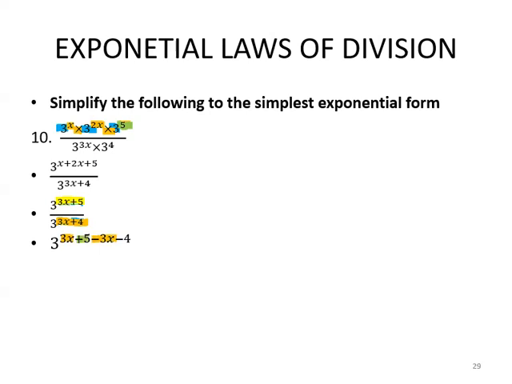5 minus 4 will give me 1. I'll end up having 3 to the exponent of 1, and 3 to the exponent of 1 is just 3. Good, right? That is great. Don't you think? All right, let's move on.